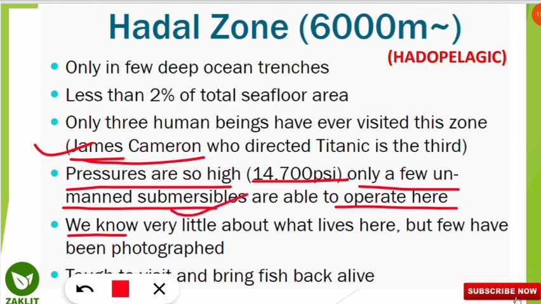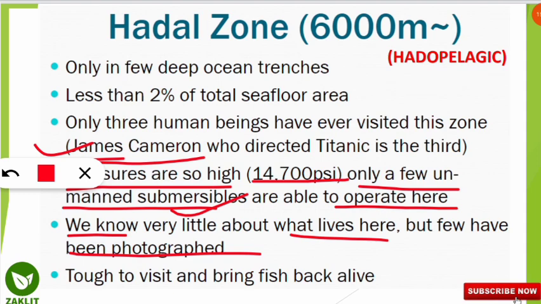Approximately, we know very little about what lives here, but a few have been photographed because only 3 people have gone there. It is very tough to visit and bring fish back alive. So it is not that you will go and bring the fishes and organisms from there. एक बार गए तो आना मुश्किल हो सकता है.